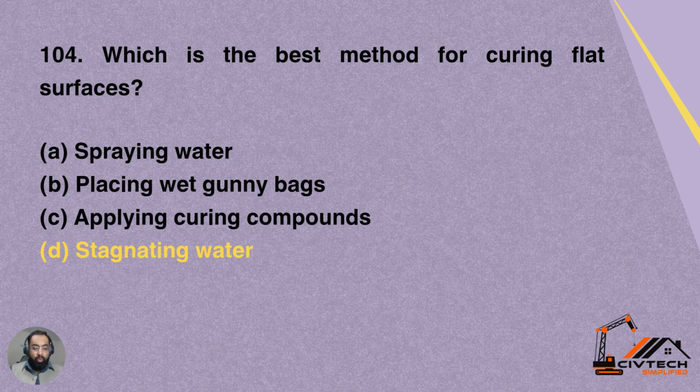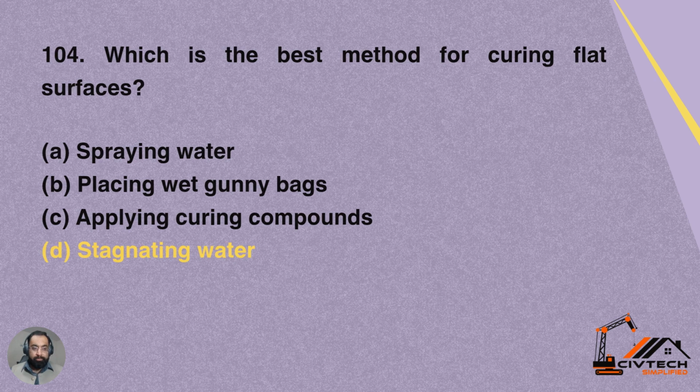So the best method for the flat roofs or the flat surfaces, even the floors, is stagnating water. We divide or place the sand partitions on the floor or on the roof, and then we stagnate the water into those pockets. So option D is correct for this question.